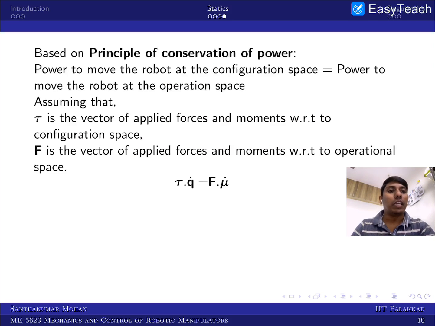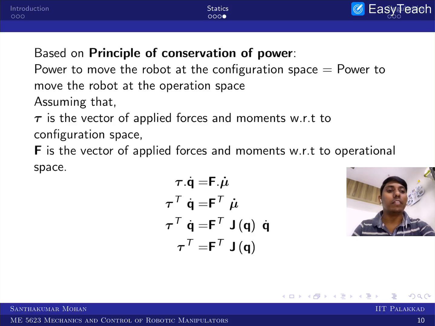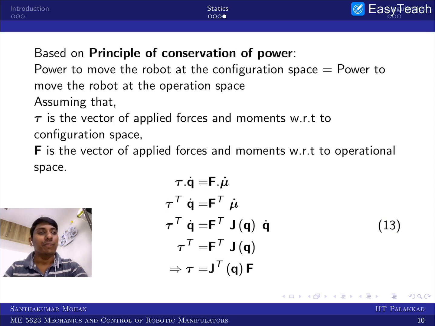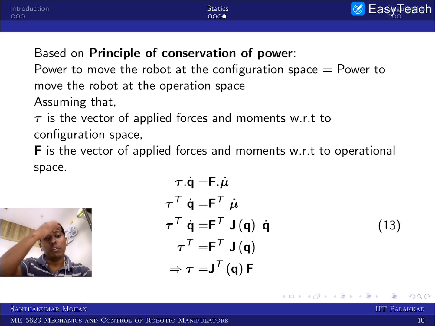So that is what we are writing, and again I can write tau transpose q dot is equal to f transpose into mu dot, and you know mu dot I can write as J of q into q dot. That relation I can substitute, and then I can bring back the same relation we obtained, and then take the transpose throughout, and you can get it. So this is what we are doing. Now we will go forward.